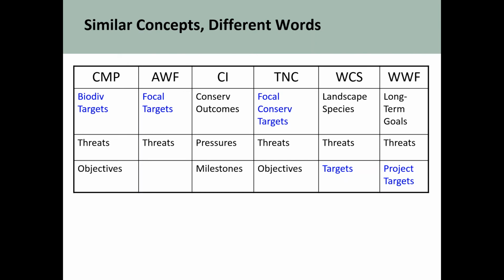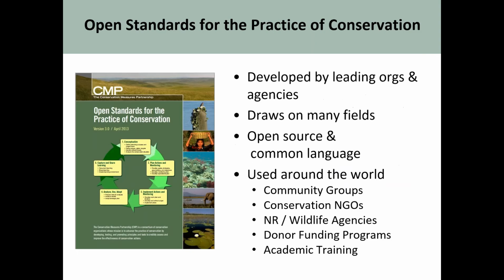So we took the results of both that research and this analysis of what our different groups were doing and used it to come up with a set of common standards for doing conservation and natural resource management work. So these are the open standards for the practice of conservation. The word open in it means it's open source. Nobody owns it. Anyone can take it and do what they want with it. And it's being used around the world to design, manage, monitor, and learn from conservation projects.